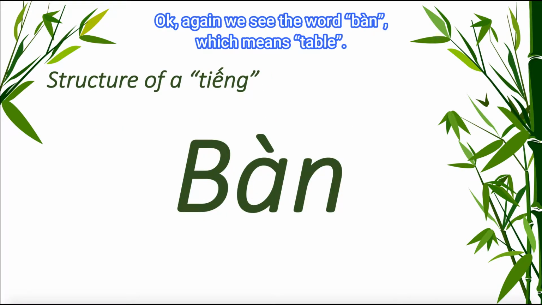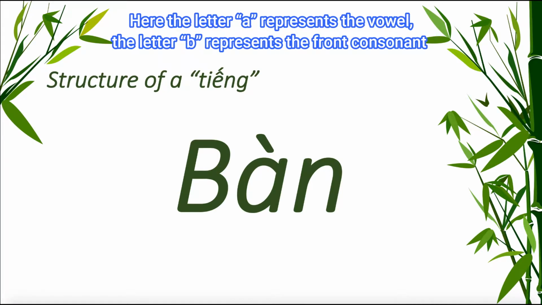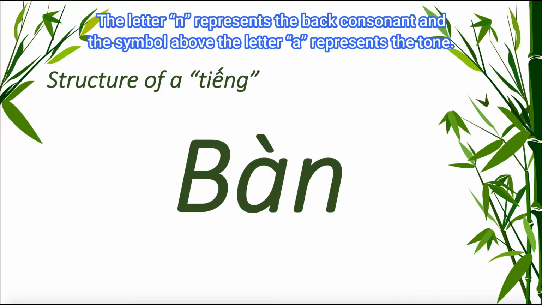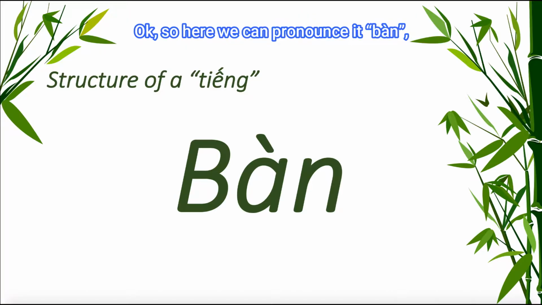Okay, again we see the word bàn, which means table. Here the letter A represents the vowel, the letter B represents the front consonant, the letter N represents the back consonant, and the symbol above the letter A represents the tone. Okay, so here we can pronounce it bàn.